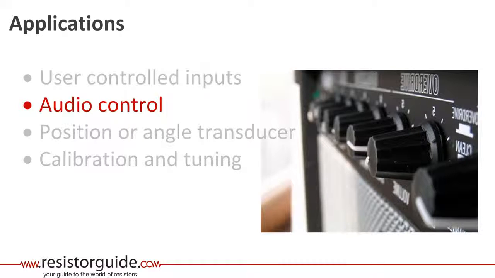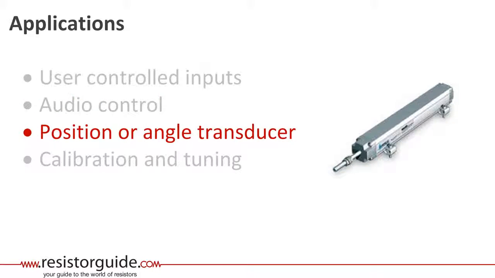For balance control, a dual gang potentiometer can be used, where one gang has a logarithmic taper and the other gang has an inverse logarithmic taper. Potentiometers are often used as position or angle transducer to measure distances or angles.